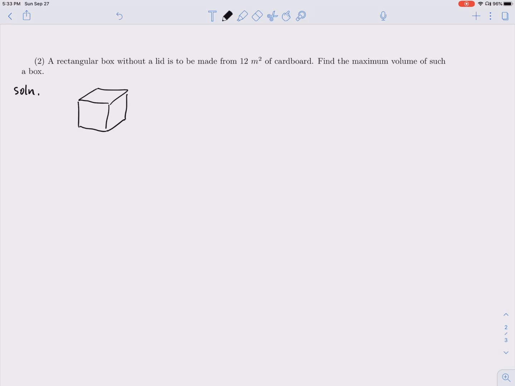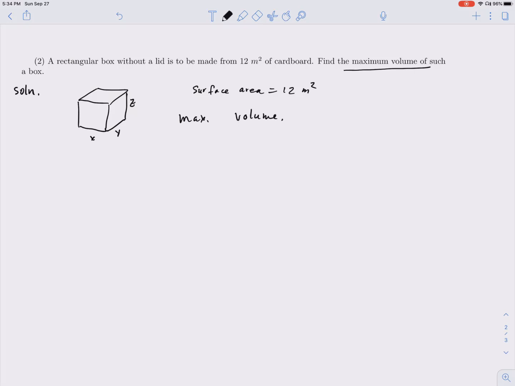So this top is empty, and we want to make this one with 12 surface area. So we have surface area is 12 square meters of cardboard, okay? Find the maximum volume of such a box. So we want to find out what is the width and what is the length and what is the depth. Okay, so x, y, z, we can do that. So we want to find the maximum value of the volume. So we want to maximize the volume.